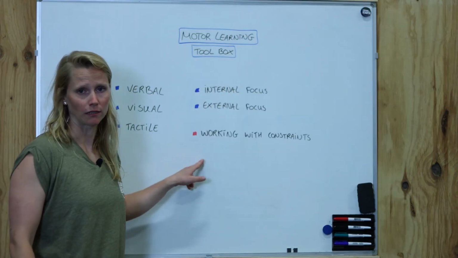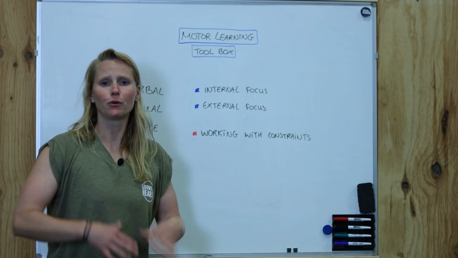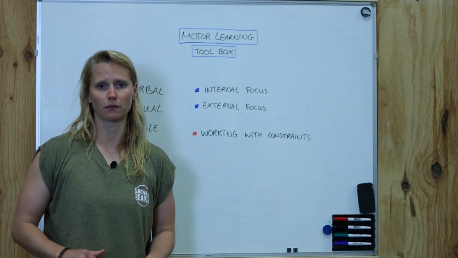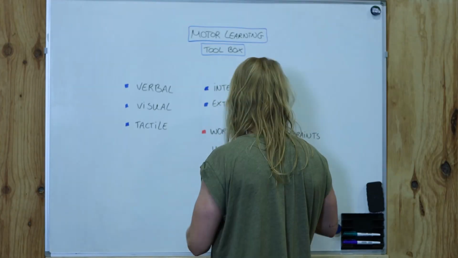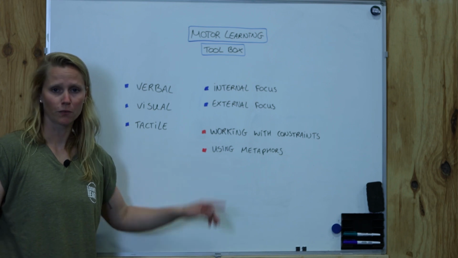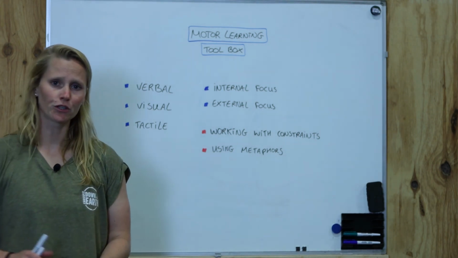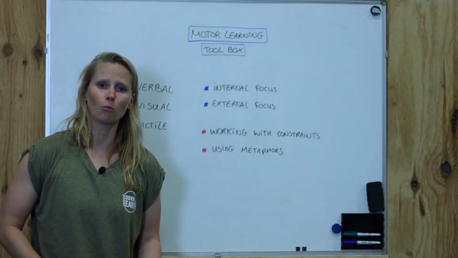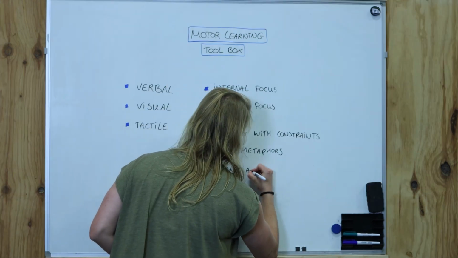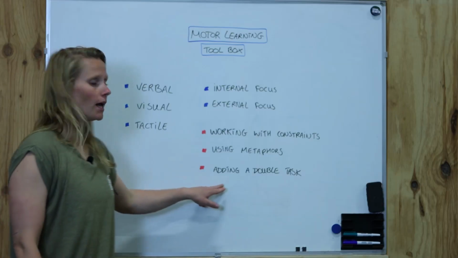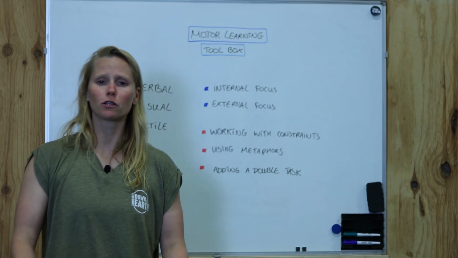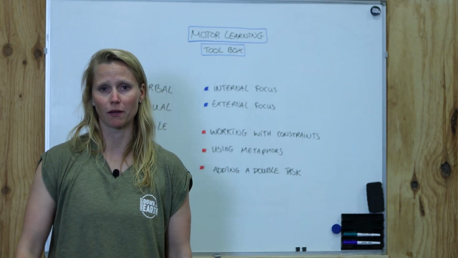Working with constraints. This basically means creating a situation that forces the athlete to choose the right movement pattern. Using metaphors. This is explaining what you mean by using an easy to comprehend metaphor or analogy. Adding a double task. Adding an extra task to the movement could stimulate the body to choose the right movement pattern.